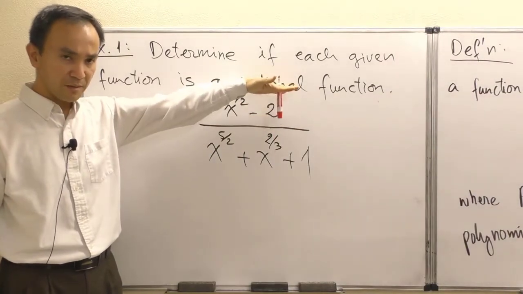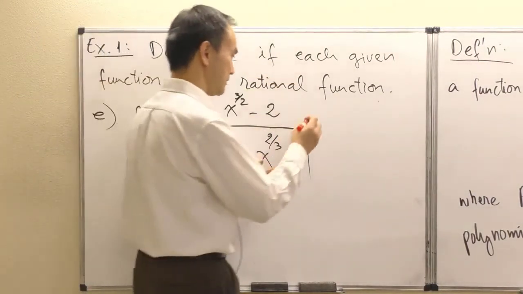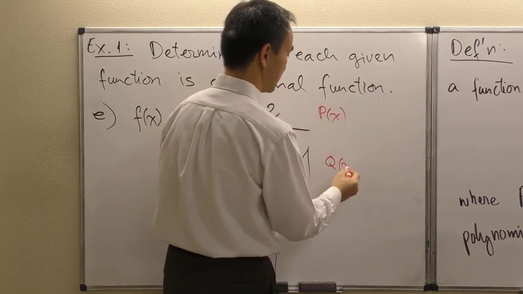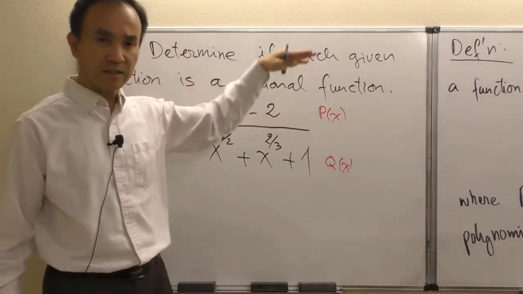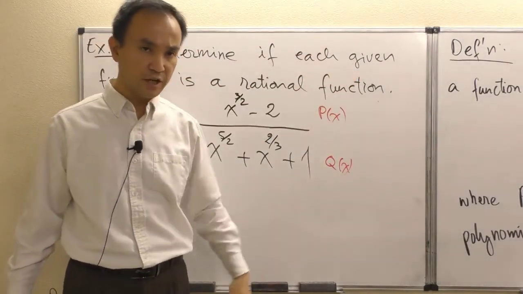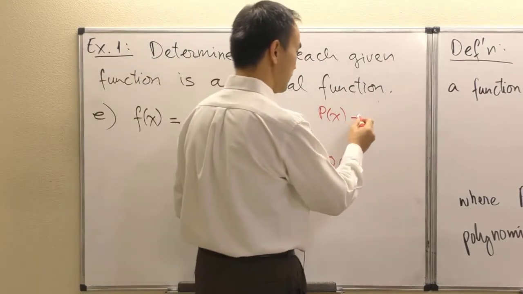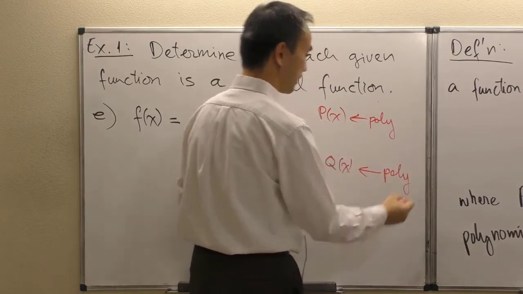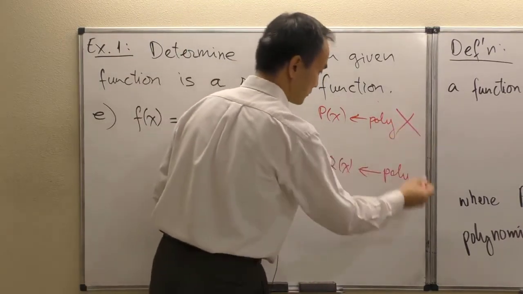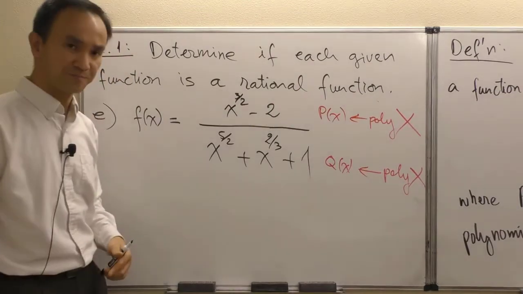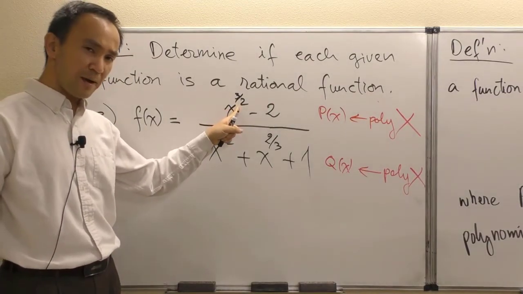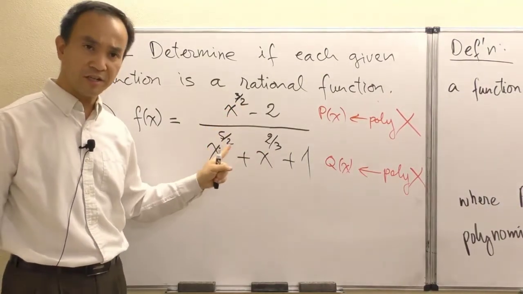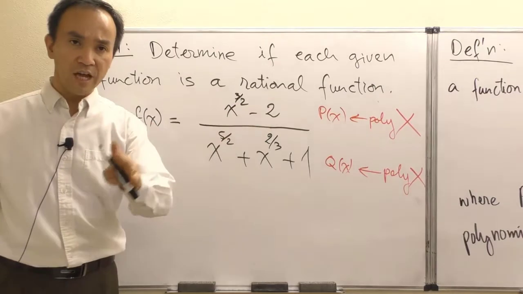And then there's some p of x, there's some q of x. So yes, this is a p of x right here. Yes, this is a q of x right there. Just two functions, one of them in the numerator, one of them in the denominator. But is this one here polynomial? Is this one here polynomial in the denominator? They both fail being polynomial. Yes, this is a power function here, but any one of the powers here is not an integer power.